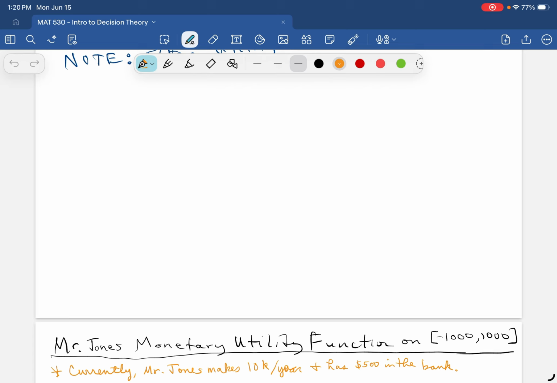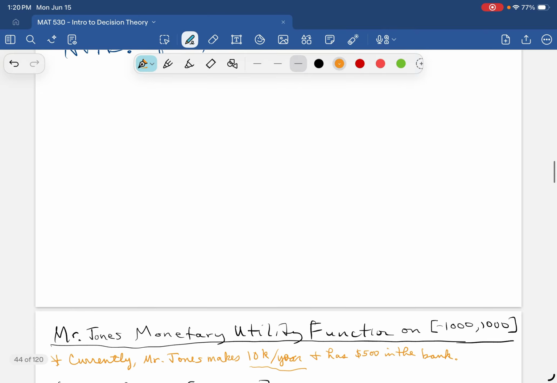That can change dramatically for a person who, say, has $500 in the bank as opposed to one who has $500,000 in the bank. So just to get a feel for Mr. Jones's financial position in life, we're going to assume that he makes $10,000 a year and has $500 in the bank.